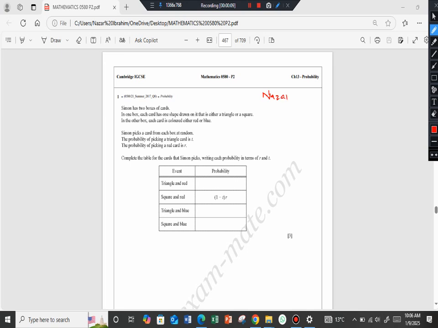We are discussing today the probability topic, a topic of the 0580 syllabus, mathematics, IGCSE, right? And as you all know, this is a project of teaching by SM, right?